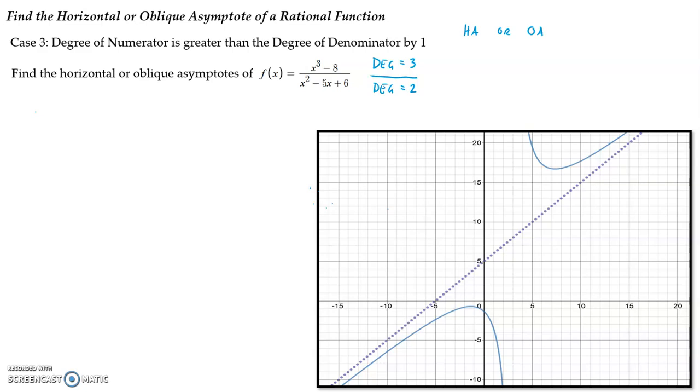In this example, case 3 examples will always have an oblique asymptote, and they are going to be in the form y equals mx plus b. These are your slant asymptotes. They're going to be either lines that go uphill or lines that go downhill. Obviously, we'll draw them as dashed lines since they're asymptotes. And the only way we're going to be able to find this line is to use long division.